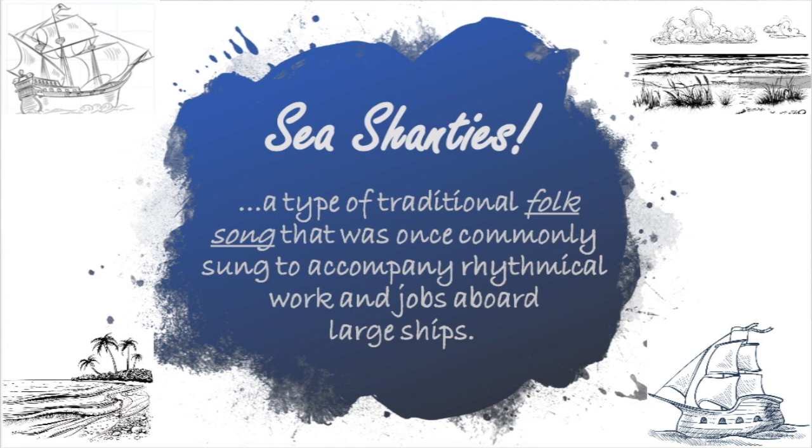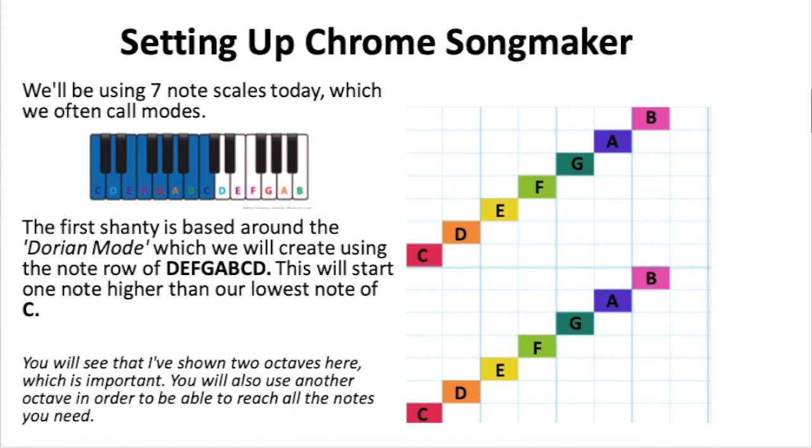We're going to start using Chromelab again, Songmaker, and as you can see we'll be using 7-note scales, which we actually often call modes. Okay, if I just point out here, the first shanty is based around the Dorian Mode, which we will create using the note row of D, E, F, G, A, B, C, D. So that's there, D all the way up to D again, rather than usually how we'd play C to C. So D, E, F, G, A, B, C.